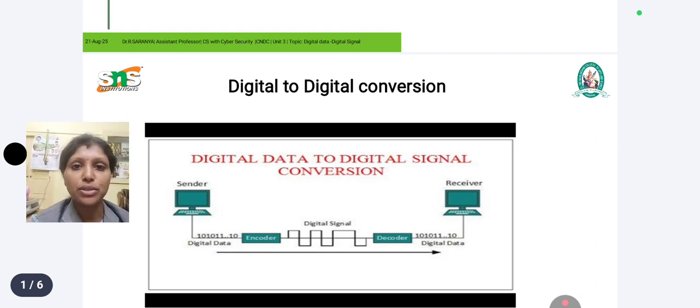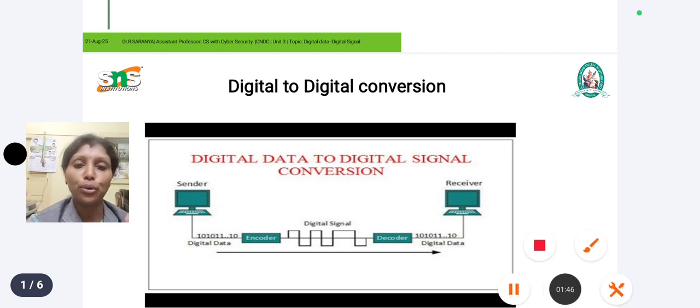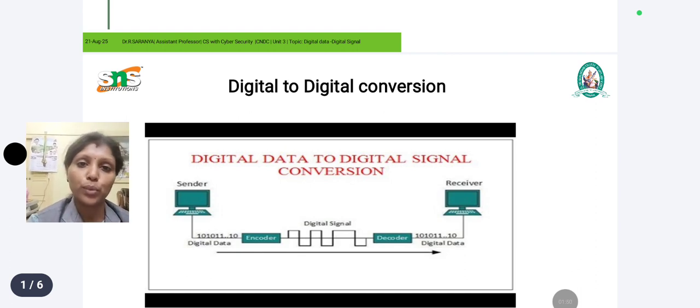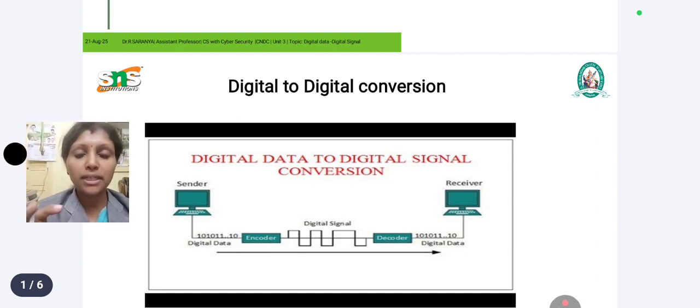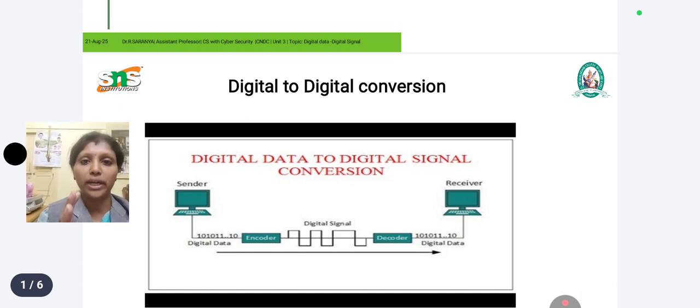There we are going to use the signal encoding technique. In signal encoding techniques, we have two terms. One is the encoder and another one is the decoder. The encoder is used to safeguard the data sent by the sender; the data should be encrypted. For that reason, we are applying the encoding techniques.